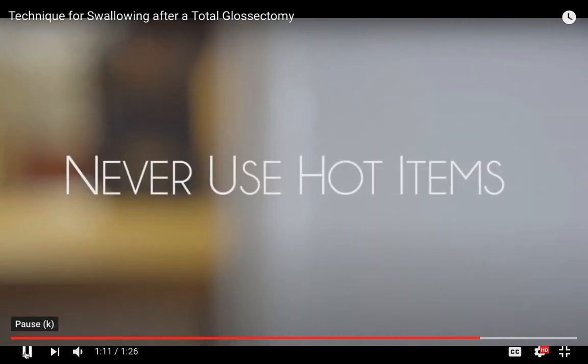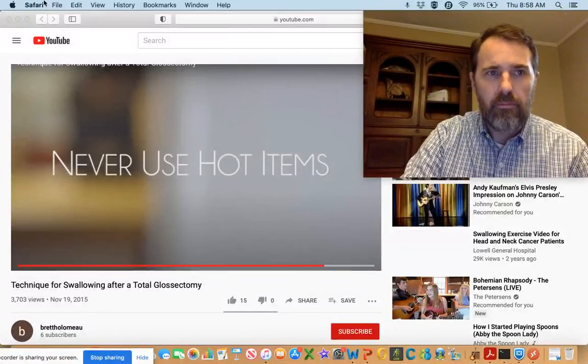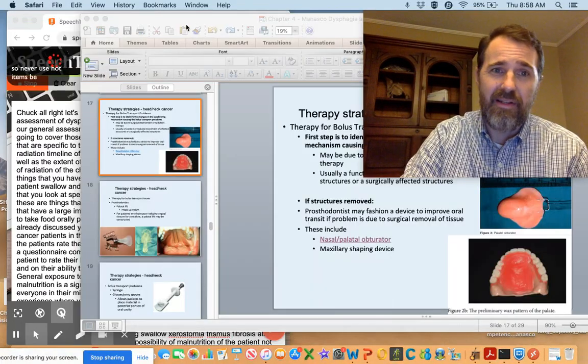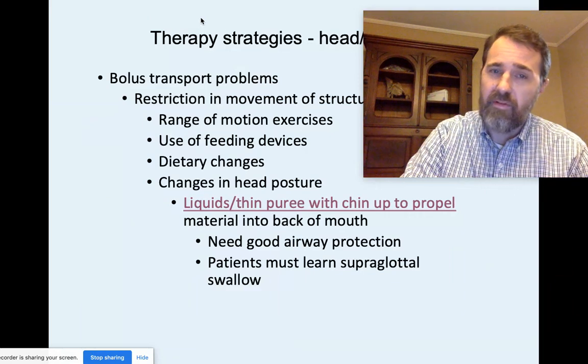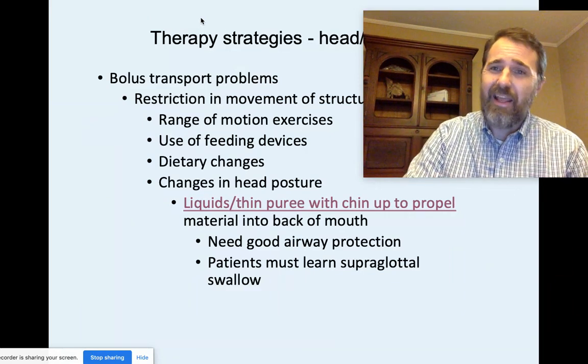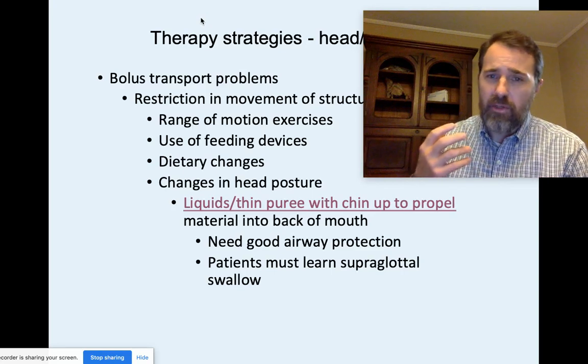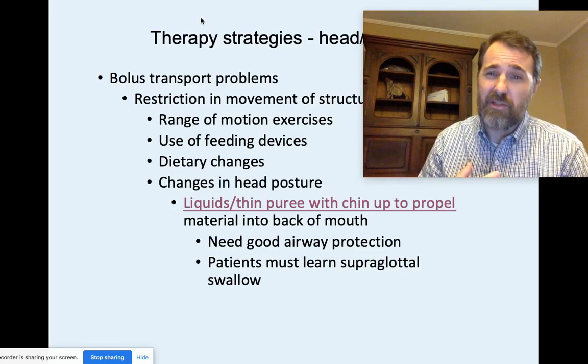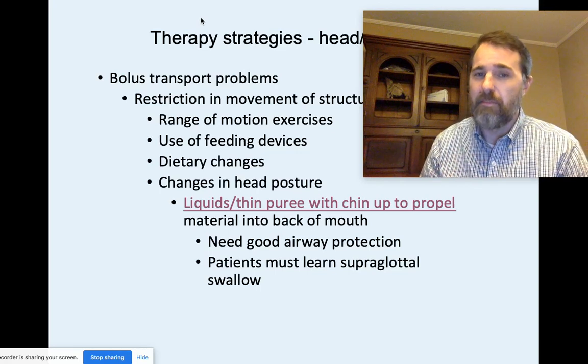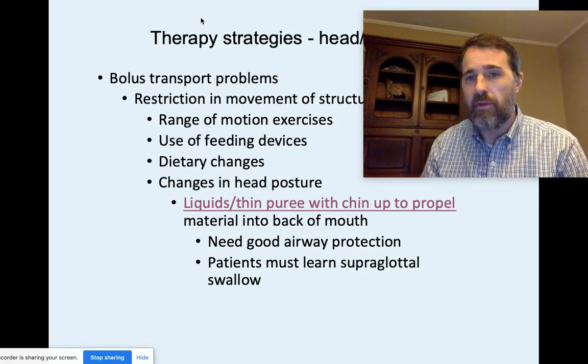Never use hot items, because obviously you can burn yourself, and there's a good chance if you're having motor difficulty, then there's going to be some sensory difficulty as well, and the patient may not feel it. So you never want to encourage people to be drinking hot stuff.